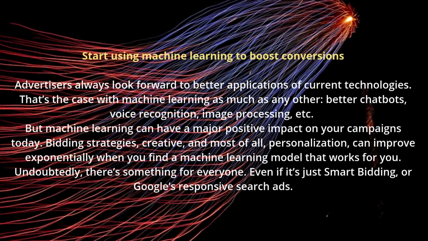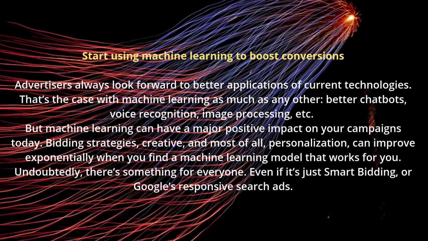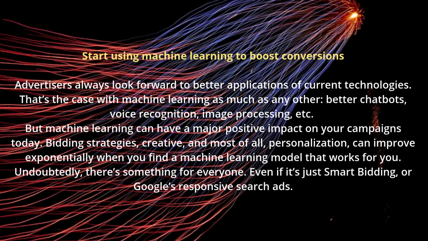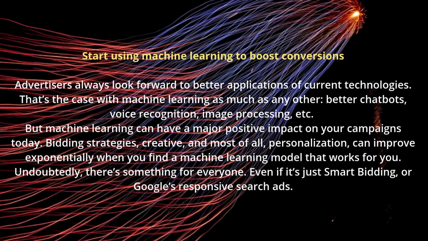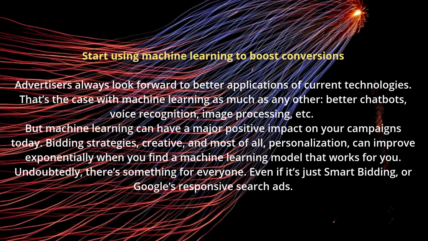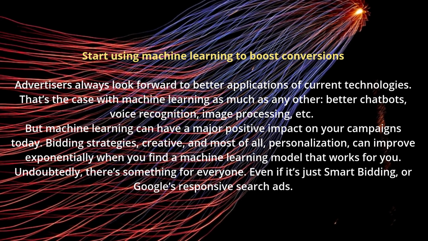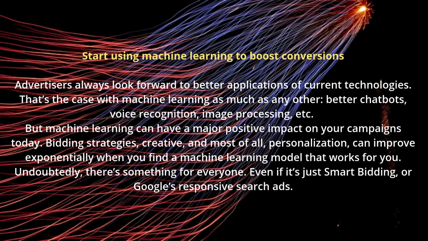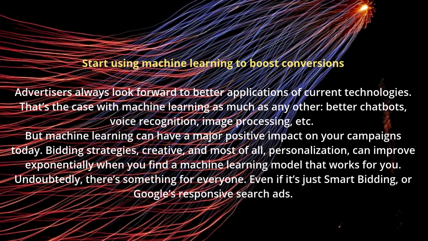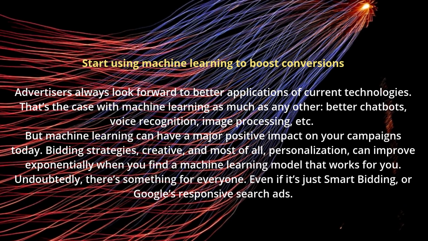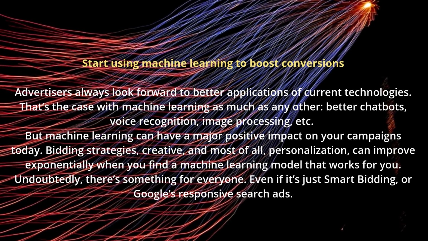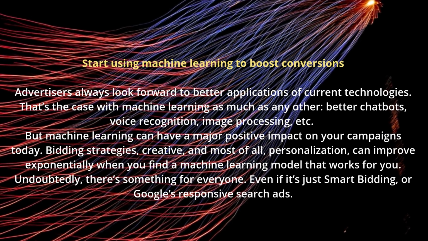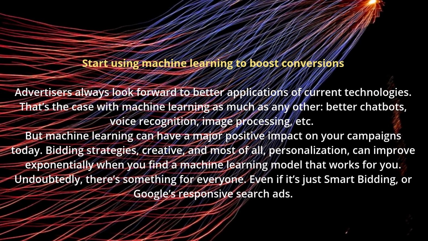Start using machine learning to boost conversions. Advertisers always look forward to better applications of current technologies. That's the case with machine learning as much as any other: better chatbots, voice recognition, image processing, etc. But machine learning can have a major positive impact on your campaigns today. Bidding strategies, creative, and most of all, personalization, can improve exponentially when you find a machine learning model that works for you. Undoubtedly, there's something for everyone. Even if it's just smart bidding, or Google's responsive search ads.